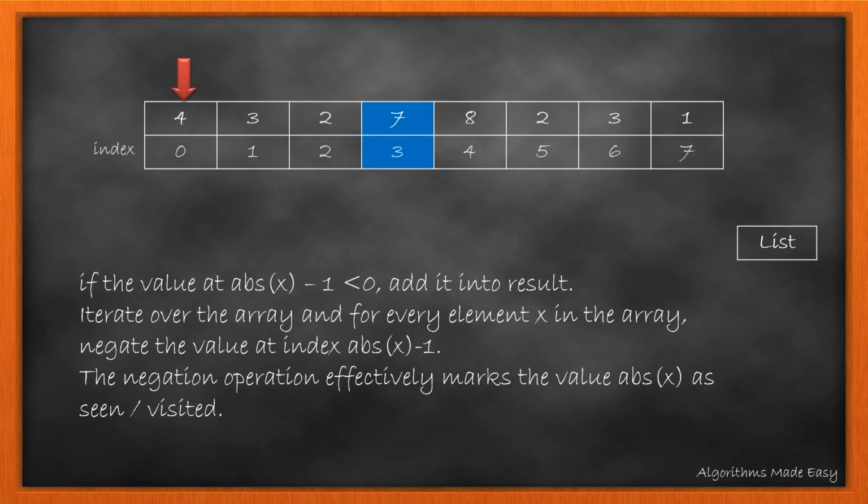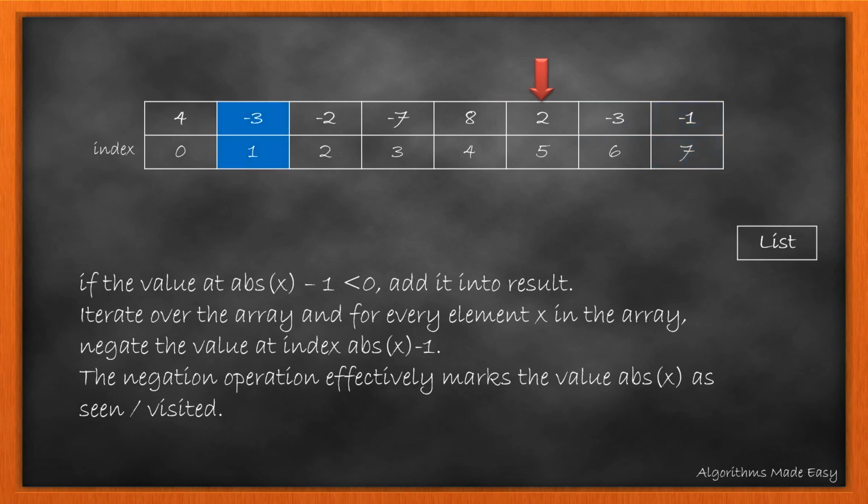Let's start with the loop. Like before, we will use the value at the index absolute of x minus 1. Now, if the value is not less than 0, we move ahead. And like before, we will simply negate this value. We will do the same for 3 as well. We will continue doing it.